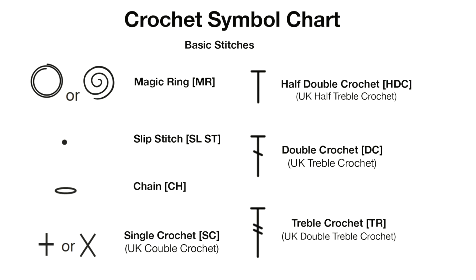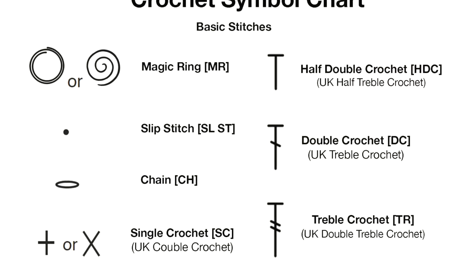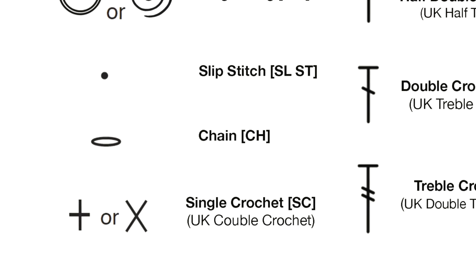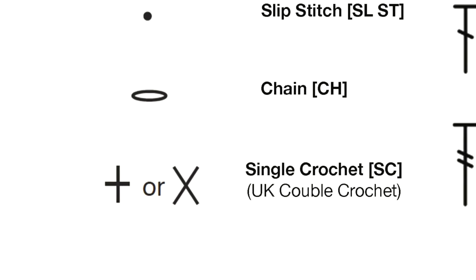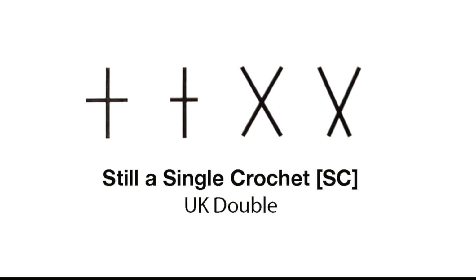So for your basic stitches, these are the ones that you'll see time and time again. The magic ring, slip stitch, chain, single crochet, half double crochet, double crochet, and treble crochet. Sometimes you'll notice a couple of variations for the same stitch. For example, the single crochet might be a plus sign or an X, depending on the designer. Sometimes they also might be a little distorted, but that's just to help fit into the chart design.